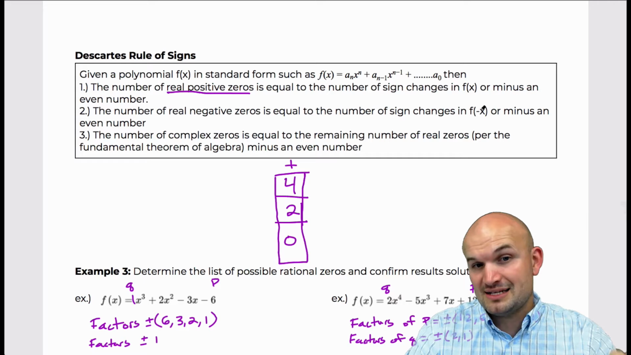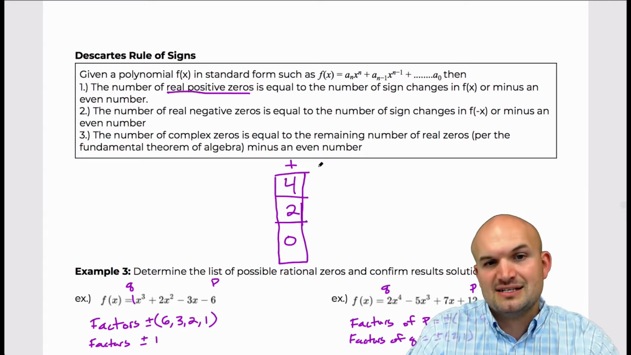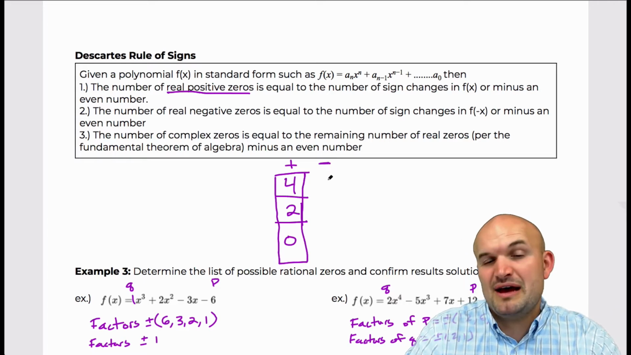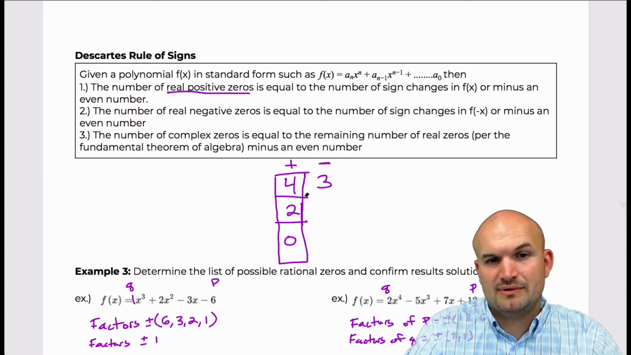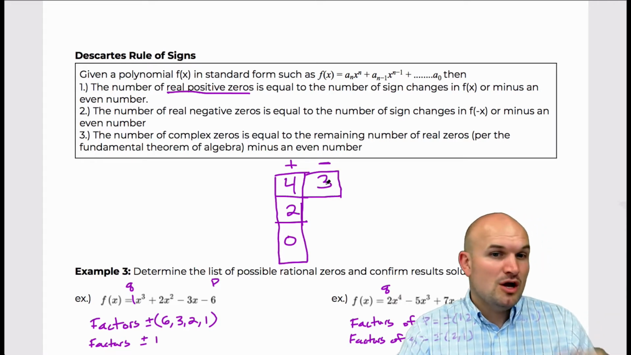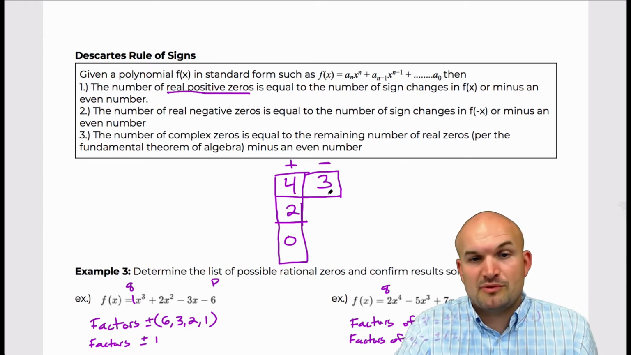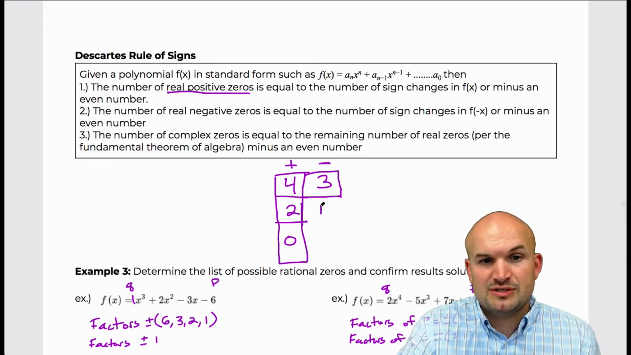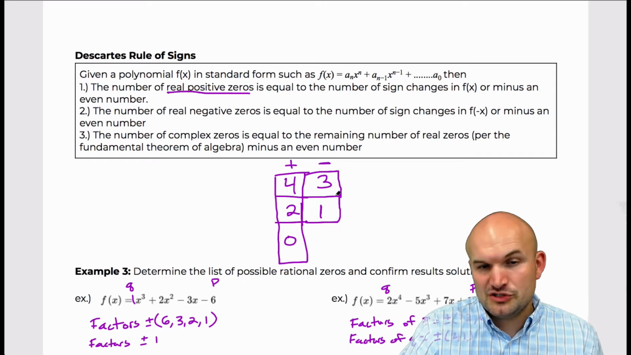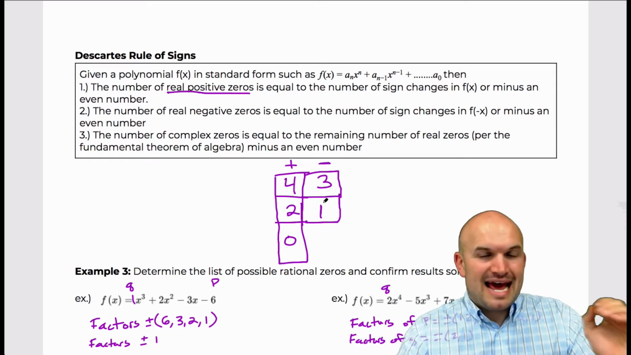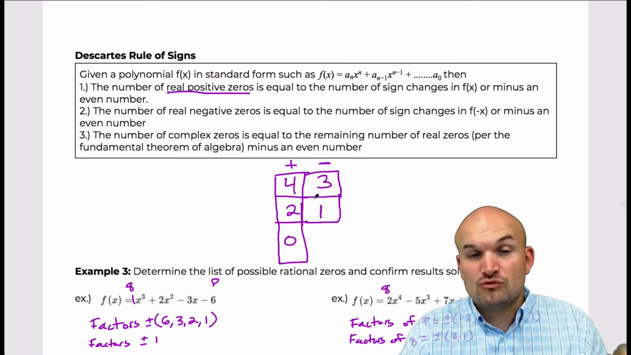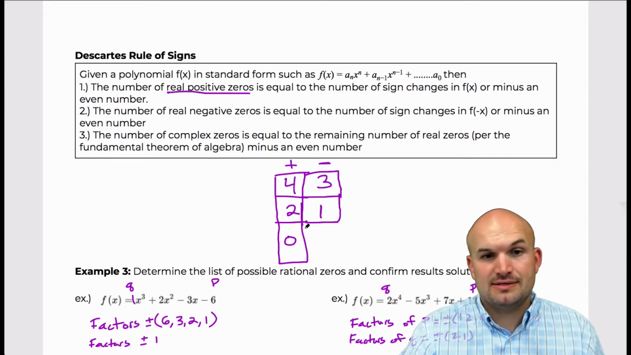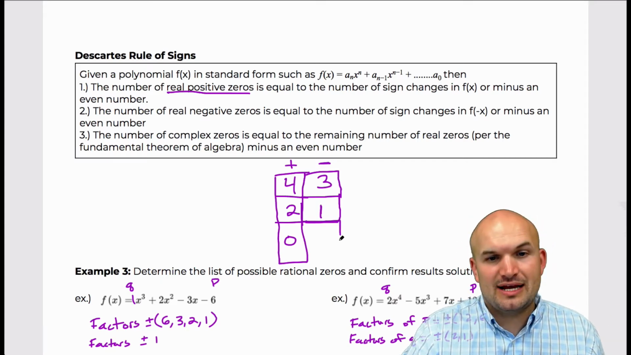Now the next thing is you evaluate f of negative x. When you evaluate f of negative x, let's say for the negative real zeros you have 3 sign changes, okay? Again, it's minus an even number. The only even number you can subtract from 3 is 2. So 3 minus 2 is 1. What this tells you is that there has to exist at least one real negative zero, all right?